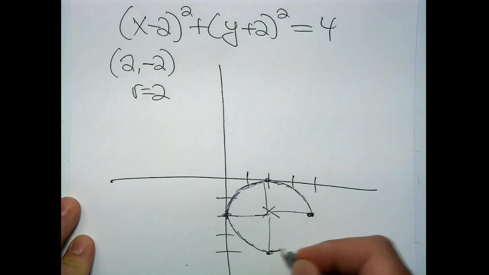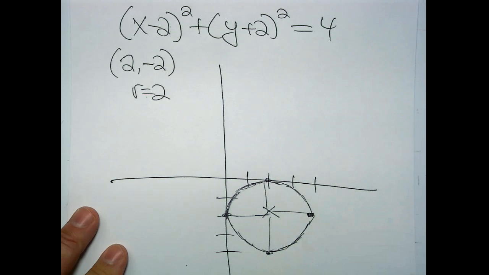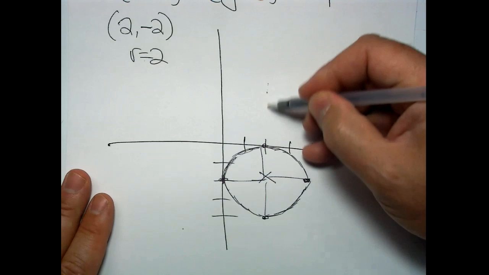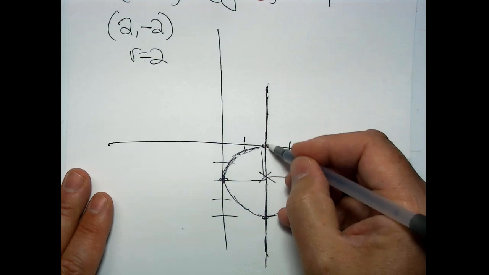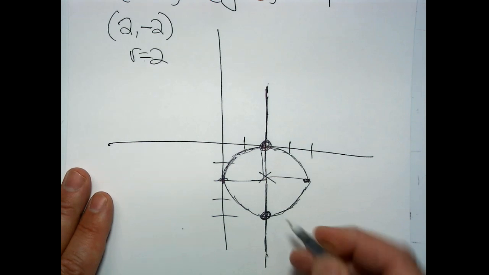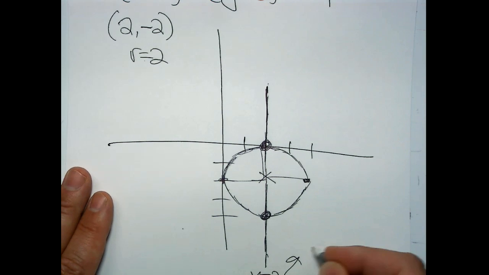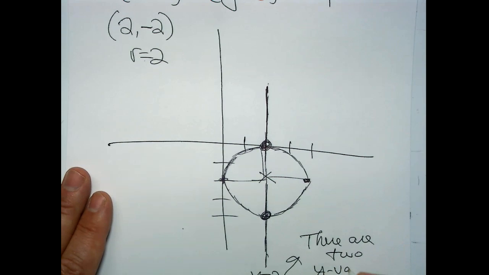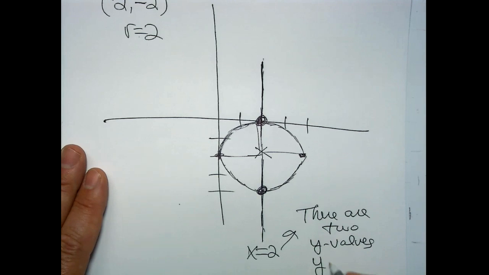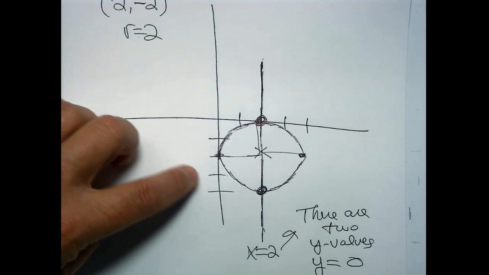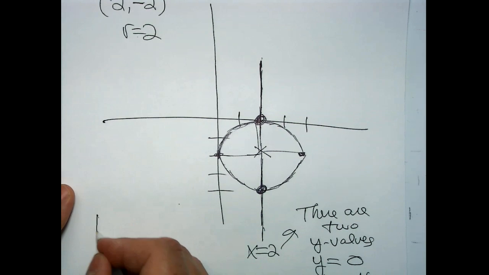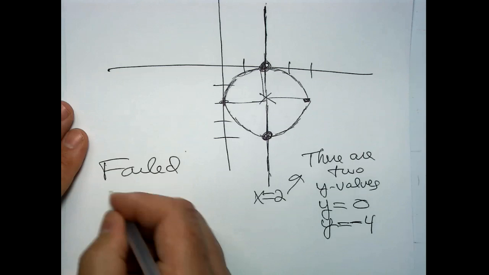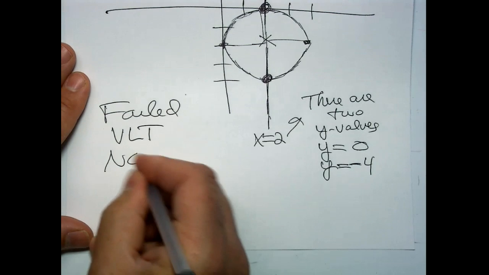Will this pass the vertical line test? I think not. Okay. So if you want to try the vertical line test, why don't we slice right here at x equals 2? How many times did we hit the circle? Twice. So at x equals 2, there are two answers. There are two y values. y equals 0 and y equals negative 4. Failed the vertical line test. So a circle is not a function.